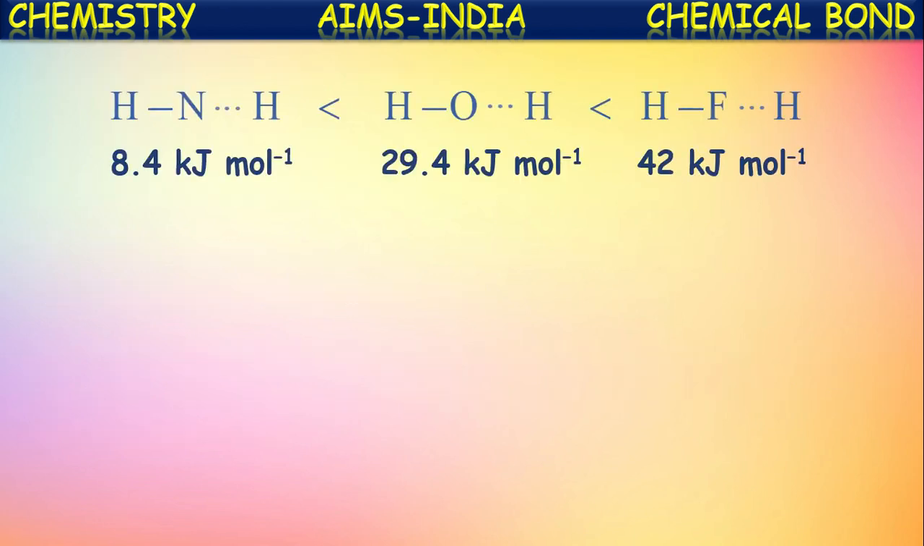If you see the hydrogen bond energies, in nitrogen-hydrogen bonding the hydrogen bond energy is 8.4 kilojoules per mole. Whereas between fluorine and hydrogen, because fluorine is highly electronegative, the hydrogen bond will be somewhat stronger when compared to the remaining two cases. That's why, if you observe here, the bond energy is greater in the case of fluorine and hydrogen bonding.